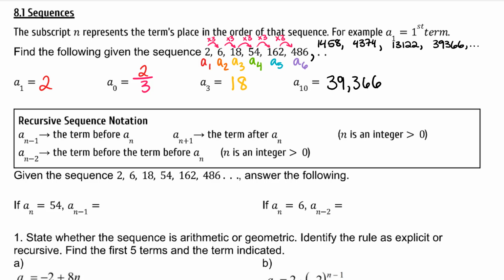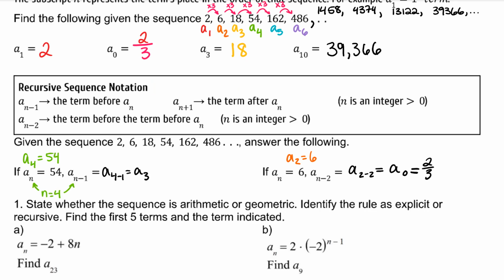Given the sequence that we had in the first part, if I'm referring to the term 54 as a sub n, then what term is a sub n minus 1? Well, a sub n minus 1 is the term before. The term before 54 is 18. If I'm referring to 6 as a sub n, what is a sub n minus 2? Well, a sub n minus 2 would be the term before. So remember, 6 is a sub 2. So the n we're referring to is 2. If you plugged that in to find a sub n minus 2, so a sub 2 minus 2, you would get a sub 0. So what's a sub 0? 2/3. Subscript helps you organize a sequence based on its order.